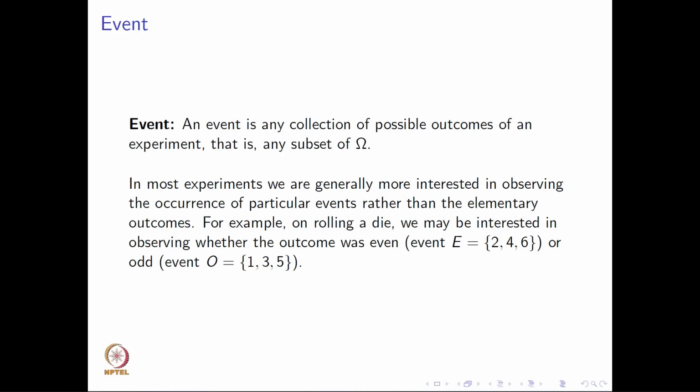For example, on rolling a die, we might be interested in observing whether the outcome was even or odd. So, for example, on a specific roll of a die, let's say we observed that the outcome was odd. In this scenario, whether the outcome was actually a 1 or a 3 or a 5 is not as important to us as the fact that it was odd.